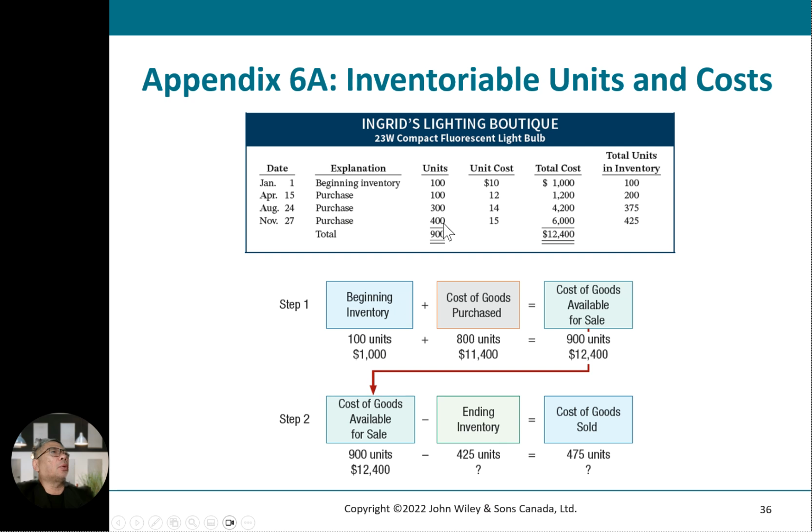The 1, 2, 3, okay, which is 100 plus 300 plus 100. Yes, you got this 11,400. Okay, the cost of goods available for sale will be 900, 12,400. You add it up. Okay, this is where you get these numbers. This is cost of goods available for sale, the same thing, and the inventory 420. What is this answer? Okay, give a couple of seconds so you can understand it.